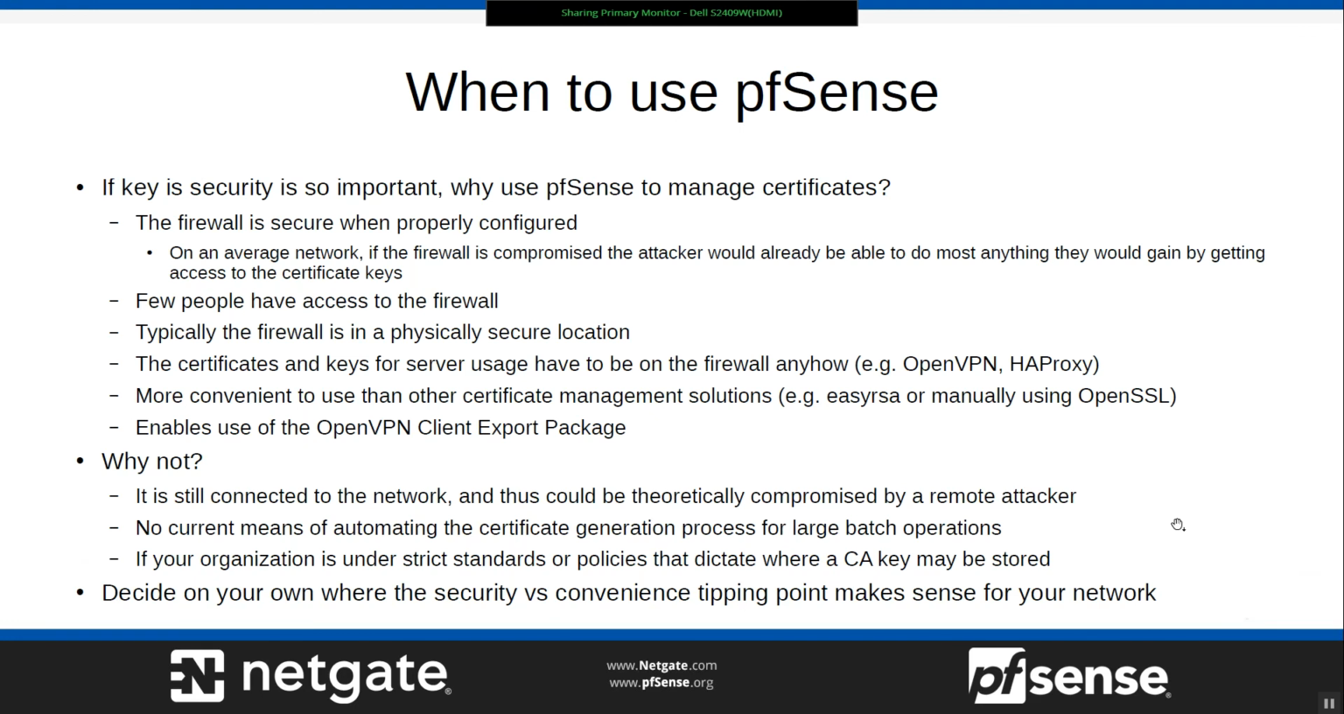So with all those security concerns, why would you want to use pfSense to manage them? Well, the firewall is secure enough when properly configured. So on your average network, the firewall is going to be one of your most secure devices. And also, if somebody were to compromise the firewall, they'd pretty much have access to anything they need or could get if they had compromised your certificate structure. So if you're trying to secure a VPN and the VPN terminates at the firewall and they compromise the firewall, they could already sniff the VPN traffic. So it really doesn't help. The security at that point of the CA is moot.